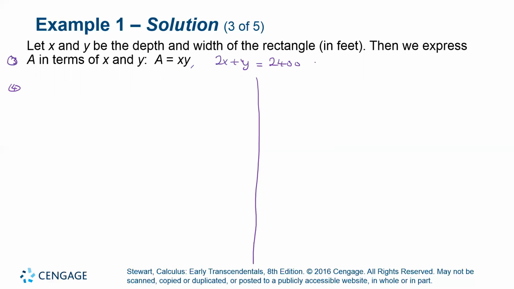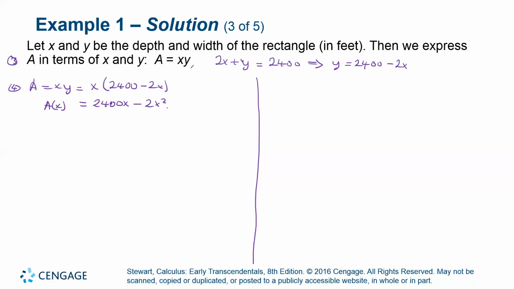Now from this, we notice that y is equal to 2400 minus 2x. So the area, which is equal to xy, is x times y, and y is 2400 minus 2x. When you put this together, you get 2400x minus 2x squared. So the area is now a function of only one of the variables.